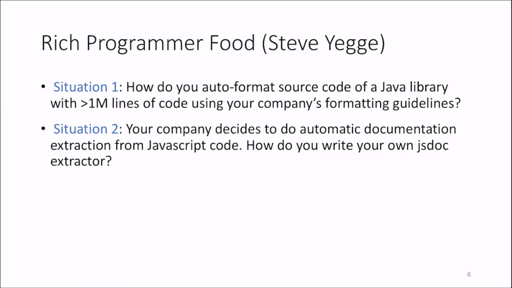And this is not specific to Java, of course. It could be any programming language. Situation 2 is your company decides to do automatic documentation extraction from JavaScript code. Your task is to write a JSDoc extractor. Again, you could write some arbitrary code that tries to extract it out of the programs, but you probably will run into bugs because it's an ad hoc and hacky solution. What we want is a solution that is guaranteed to work on any code that anybody will write in the future. So how do we do that? Compiler tools actually do help you do that.